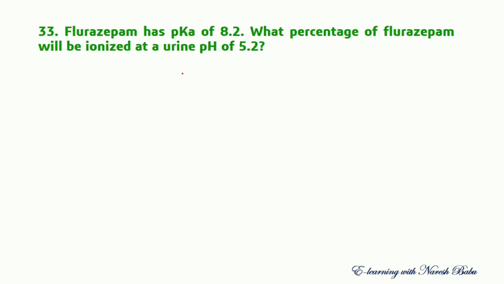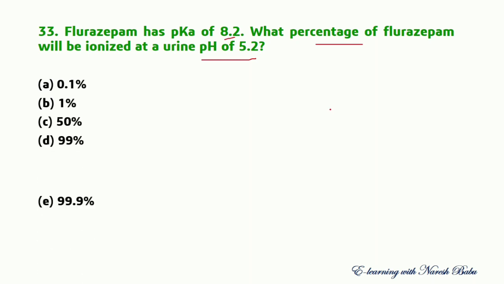Fluorescent has a pK of 8.2. What percentage of fluorescent will be ionized at urine pH 5.2? So the pK is 8.2, and what percentage is ionized at pH 5.2? Either 0.1 percent, 1 percent, 50 percent, 99 percent or 99.9 percent. So 99.9 percent is the correct answer for fluorescent ionized at pH 5.2.